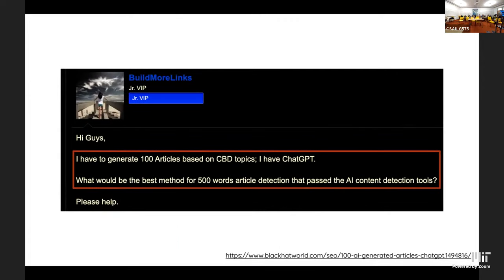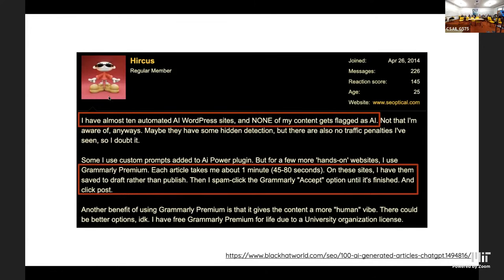But I wanted to highlight an even more insidious application of LLM-generated text. This is from a forum called Black Hat World, where people are trying to make a lot of money by creating a bunch of websites that draw traffic and then optimizing the ranking of those websites in the search engine results. This person asks, I have to generate 100 articles. I have ChatGPT. What's the best method to generate 500 word articles that pass the AI content detection tools? This forum post has hundreds of comments. I just wanted to highlight one by this member, Herkus: I have almost 10 automated AI WordPress sites.